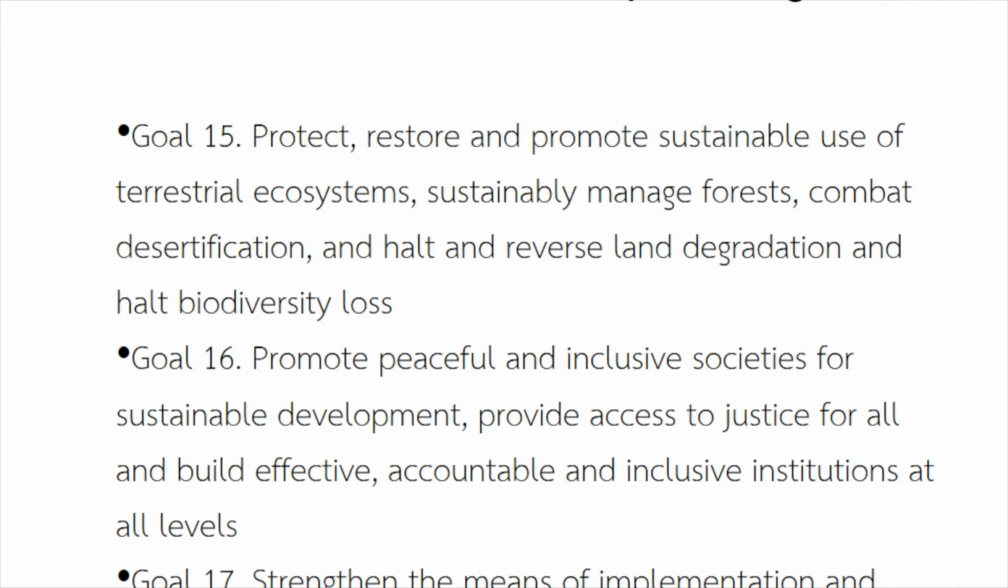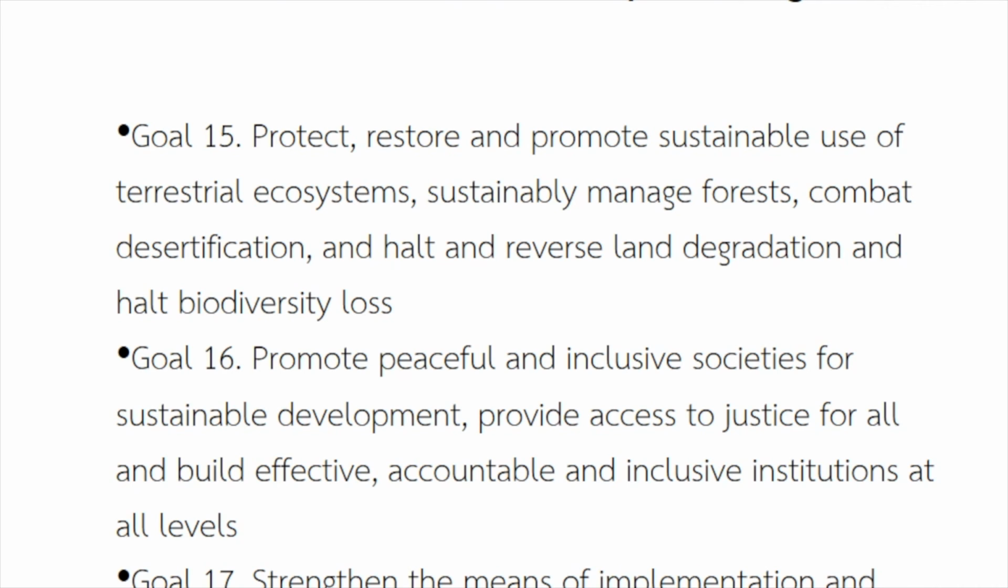Goal 16 is to promote peaceful and inclusive societies for sustainable development, to provide access to justice for all, and to build effective, accountable, and inclusive institutions at all levels. This means that we want to have access for everyone in our society to the same types of services that are, for example, provided by the government. We want everyone to have a good access to health services, but also we want everyone to have access to justice.